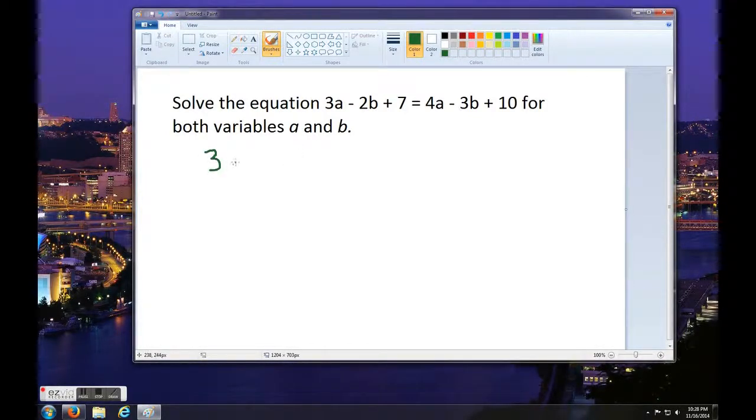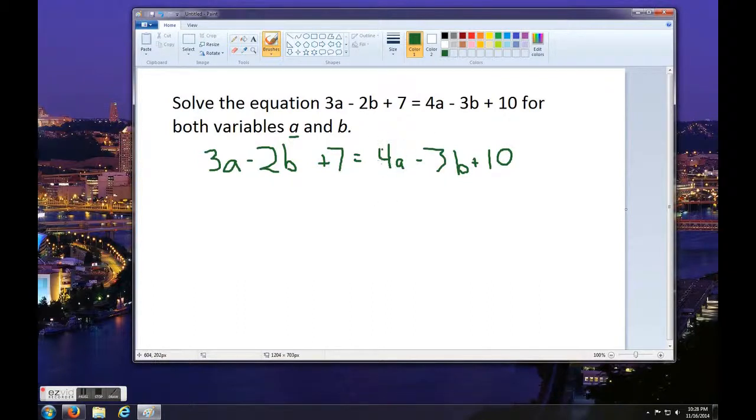So let's start off with our equation: 3a minus 2b plus 7 equals 4a minus 3b plus 10. Excuse my handwriting, it's not too easy to do with a mouse, but we'll get through it. I'm going to start solving for a first because it comes first in the alphabet, so why not? I'm going to decide to bring all of my a's to the left side. That's step one. Decide what side you want to bring all of your a's to.